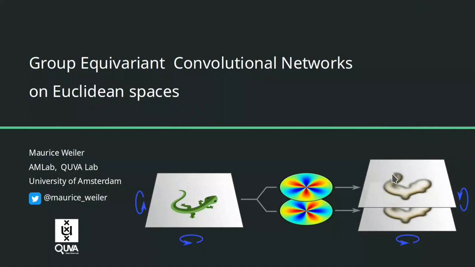All right, so today we will talk about group equivariant convolutional networks, which will apply all the group and representation theory that we learned yesterday to build neural networks which are operating on signals on Euclidean spaces. And they do it in such a way that they commute with symmetry group actions.